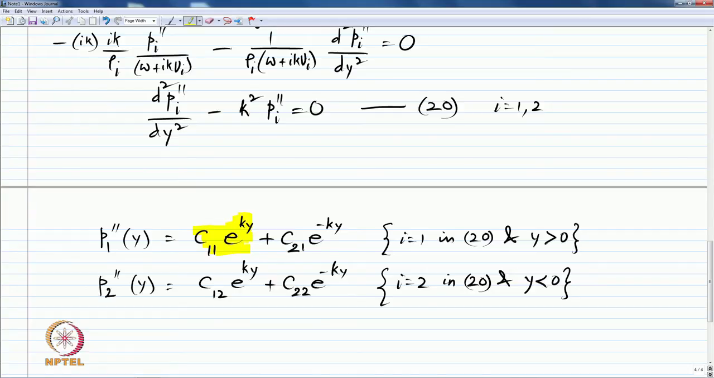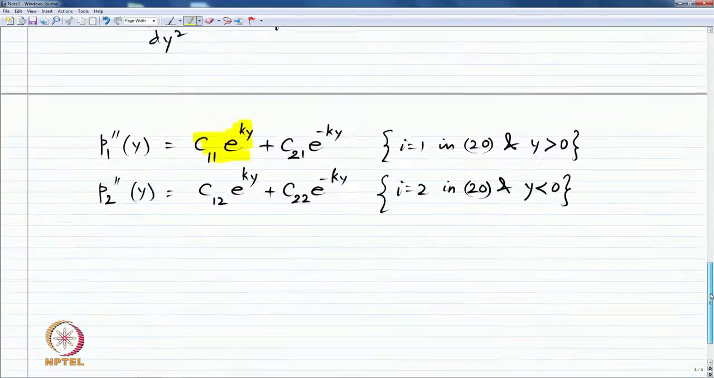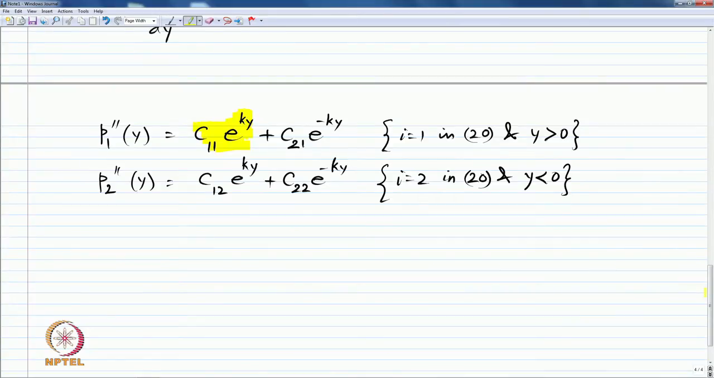But the static pressure in fluid 1, especially noting that these are all lowercase p, meaning they are perturbation quantities, the perturbation quantities have to remain bounded. So, for the perturbation quantities to remain bounded and this to be the solution, the only possibility is that C11 has to be 0.